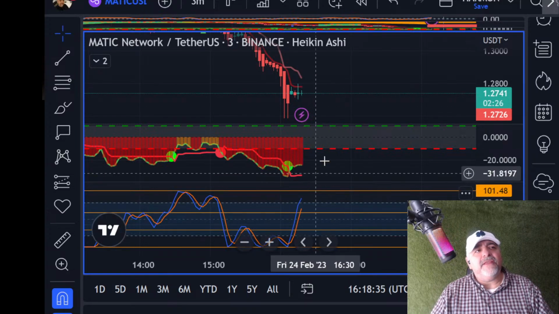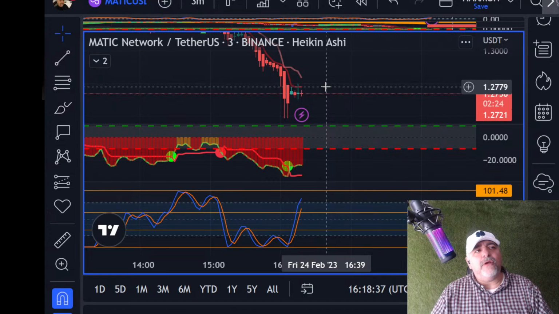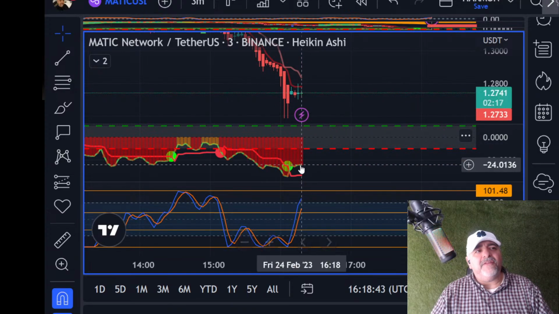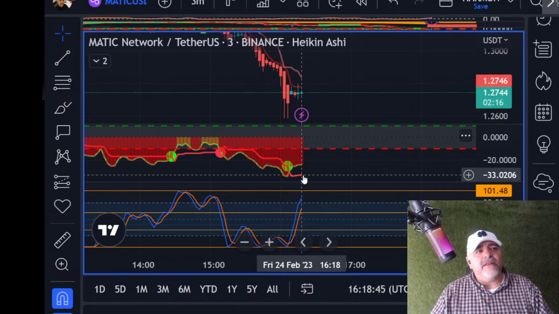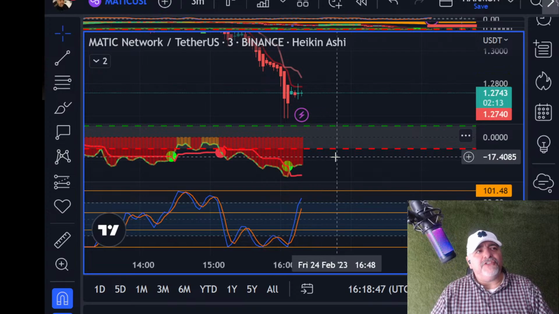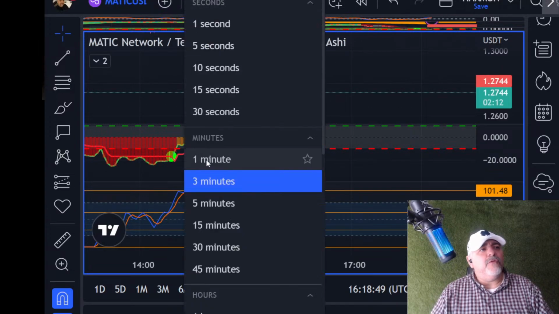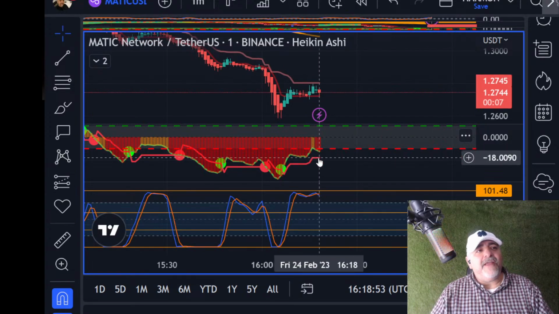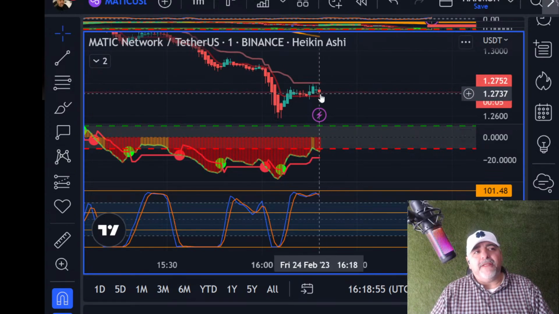Hopefully the 3 minute continues to push up a little bit more and give us a better opportunity for a short. Right now it doesn't look that good because the sellers are starting to get out and the buyers might be coming in pretty strong here. So let's go to the 1 minute to see how close we are to that. And right here you can see the sellers are getting out. We're already in a red candle.